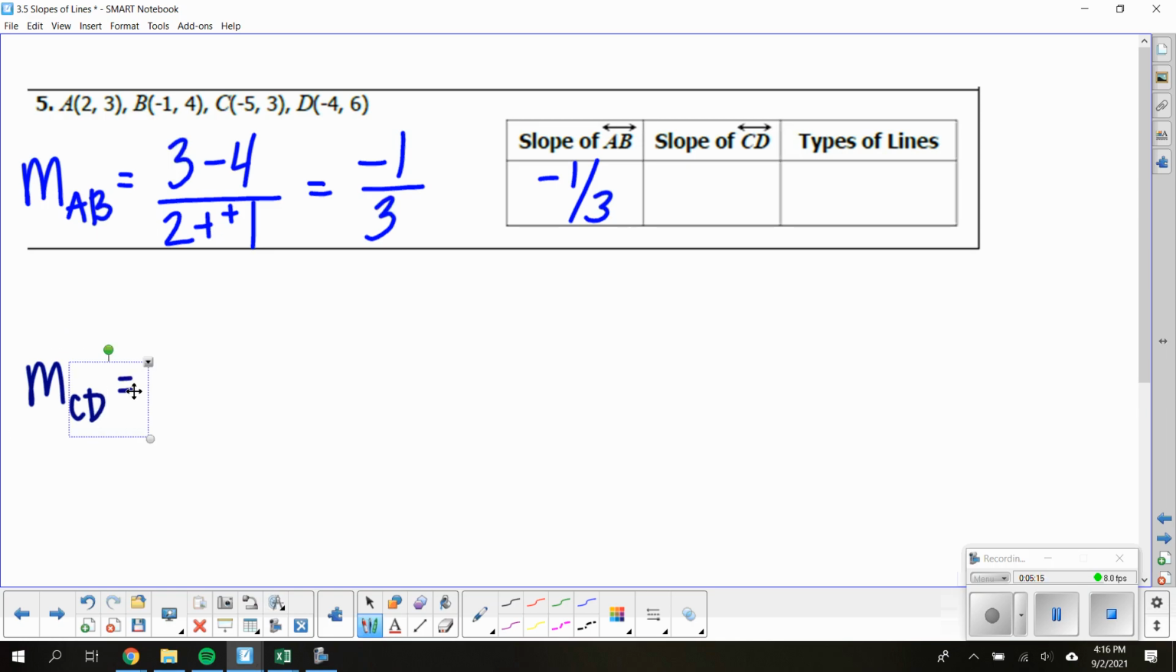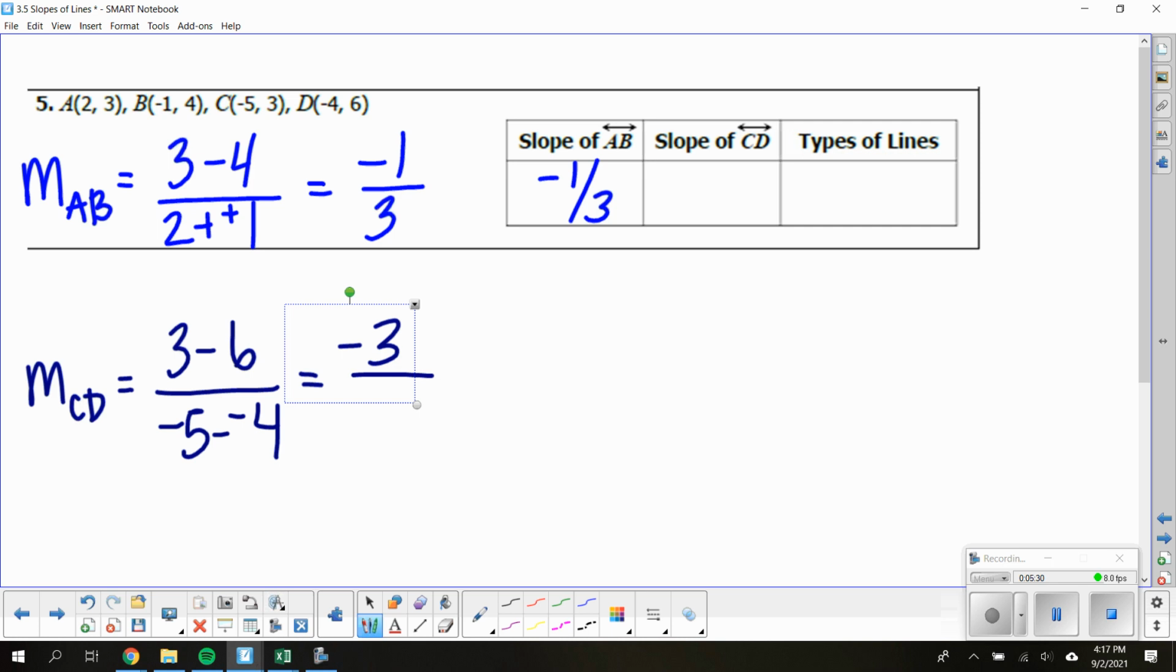Do another one, CB. Starting with C, my y is 3, minus my y from B is 6, over, starting with x from C, negative 5, minus my x from D, negative 4. 3 minus 6 is negative 3. Negative 5 plus positive 4 is negative 1. Negative divided by negative is positive, so 3.